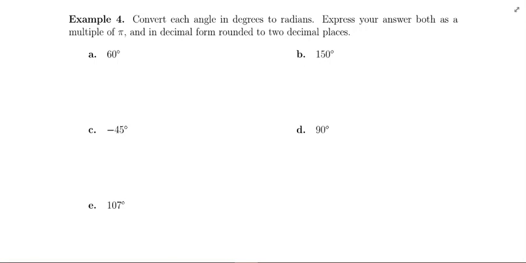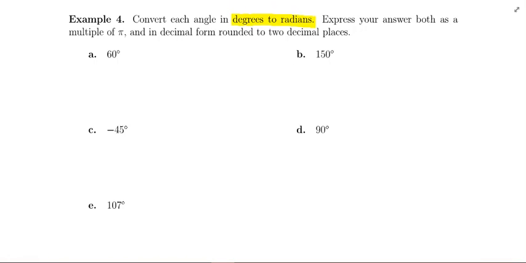Example 4. Convert each angle in degrees to radians. Express your answer both as a multiple of pi and in decimal form rounded to 2 decimal places. All right, so we're going to be doing a lot of conversion here. This particular example is converting from degrees to radians.